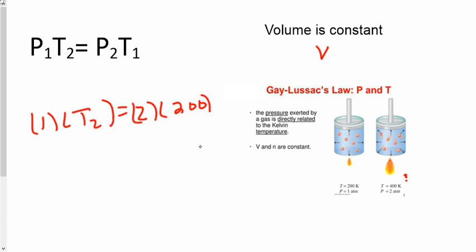Okay, so then I want to solve for T2. This time I'm going to divide both sides by 1. I guess we don't really need to do that, but let's do it anyway, just so you understand how to use the equations. So temperature 2, we can clearly see, is equal to 400 Kelvin.